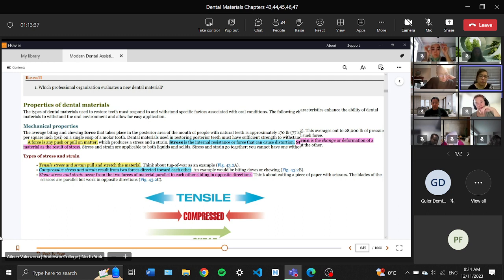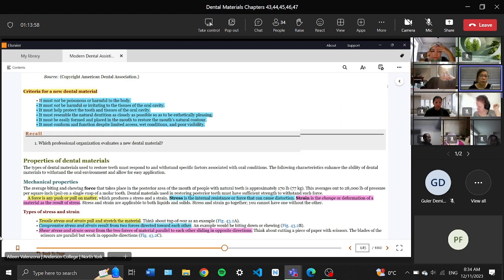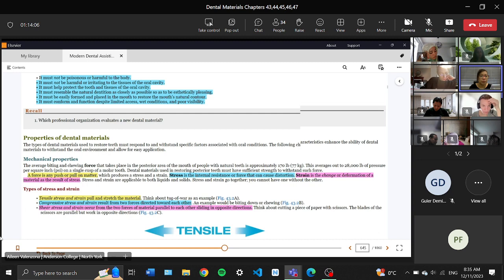Now, properties of dental materials. The types of dental materials used to restore teeth must respond to and withstand specific factors associated with oral conditions. The following characteristics enhance the ability of dental materials to withstand the oral environment and allow for easy application. Again, guys, there are some recall questions. It's up to you if you want to answer them or not, okay? But that can also help you.